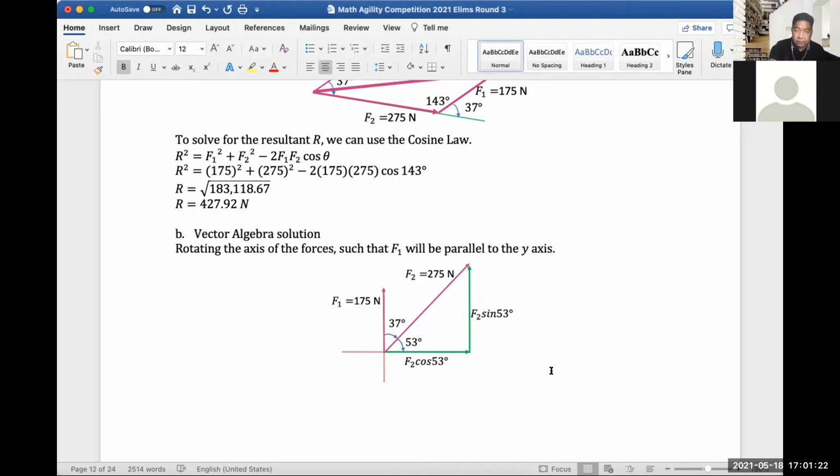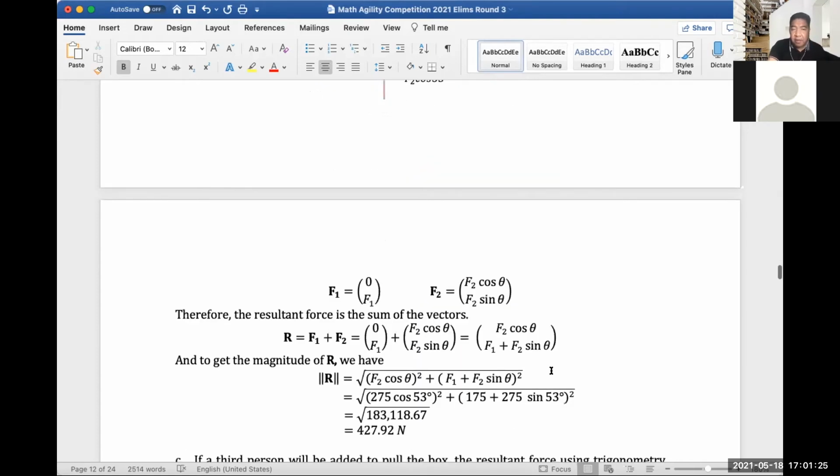Okay, so let's move to the next part. F1's X is 0 here because it's coinciding with the y-axis, and F1 is your Y. While in force 2, I actually took the components of F2. So your X would be F2 cosine theta and your Y is F2 sine theta. And then, of course, the resultant would be adding these two vectors or these two matrices. So 0 and F2 cosine theta would result to F2 cosine theta, and the y would be F1 plus F2 sine theta.